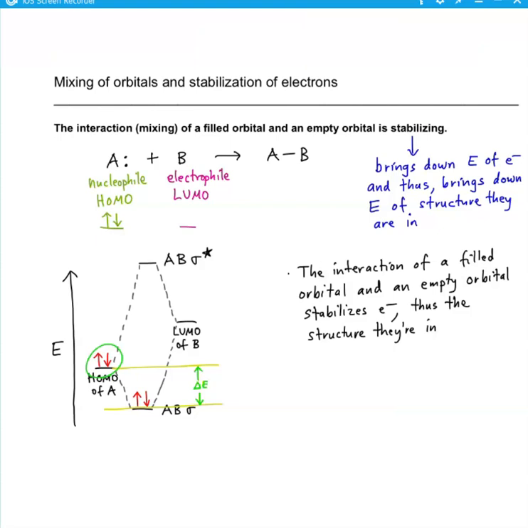Now, this idea of mixing a filled orbital and an empty orbital and stabilizing a pair of electrons also shows up in a different context that we'll see later on in the course. But it's a general idea that we can find application in a variety of contexts. So that concludes this set of notes, and so we will move on to set 3.